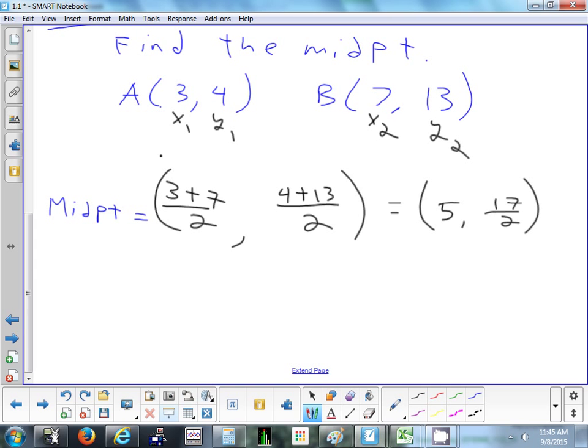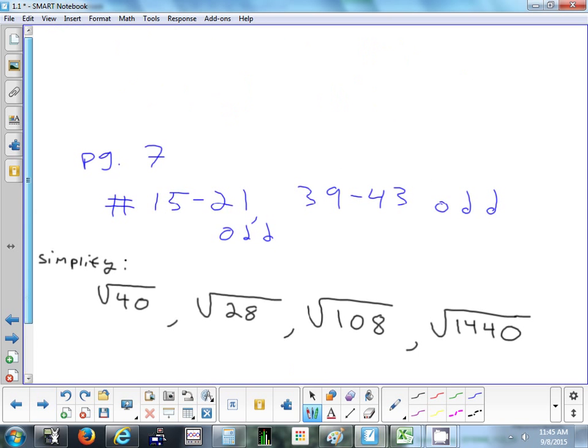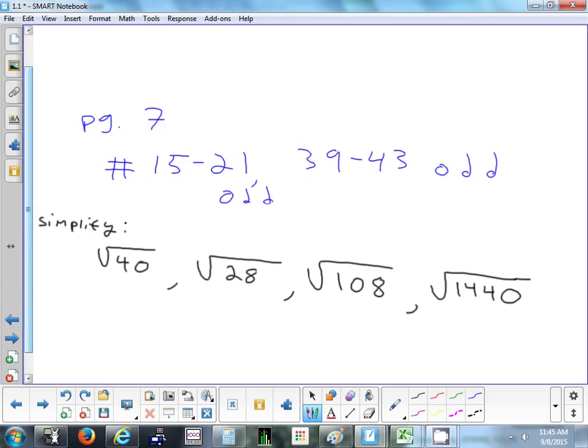All right. With the time we've got left, about 15 minutes, I'm going to let you start the homework. It's on page 7. It's 15 to 21, 39 to 43 odd. And I'd like you to try to simplify these 4 square roots. A lot of people forget to copy these down, so copy down these 4 square roots and try to simplify. We'll take a look at that tomorrow.